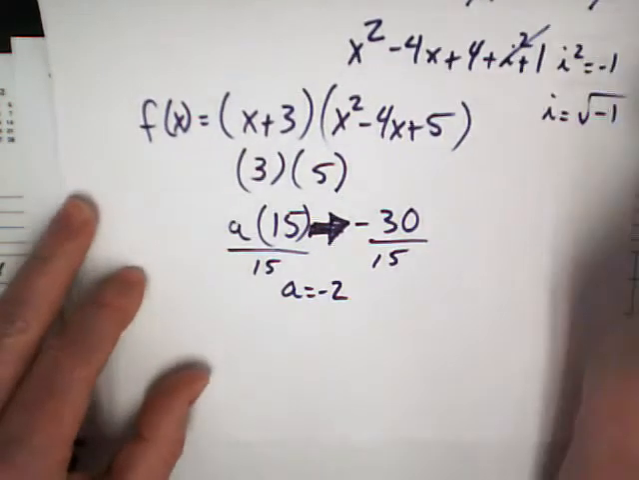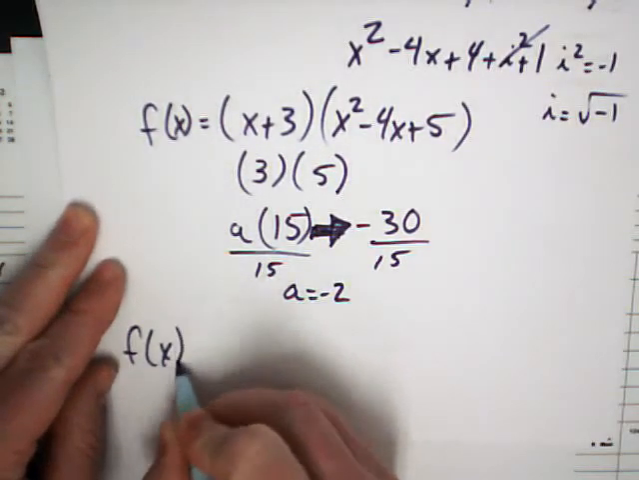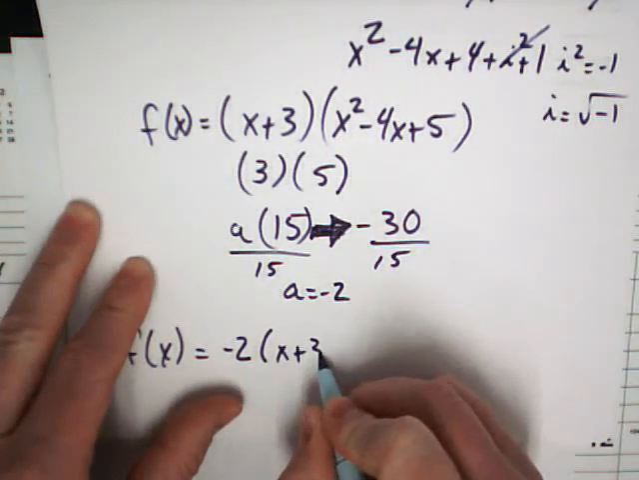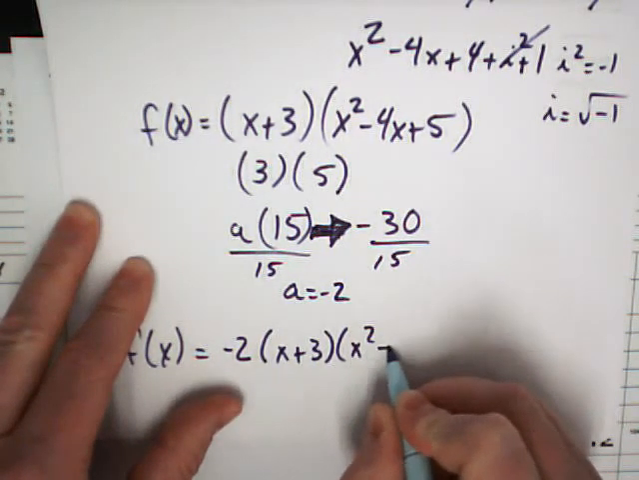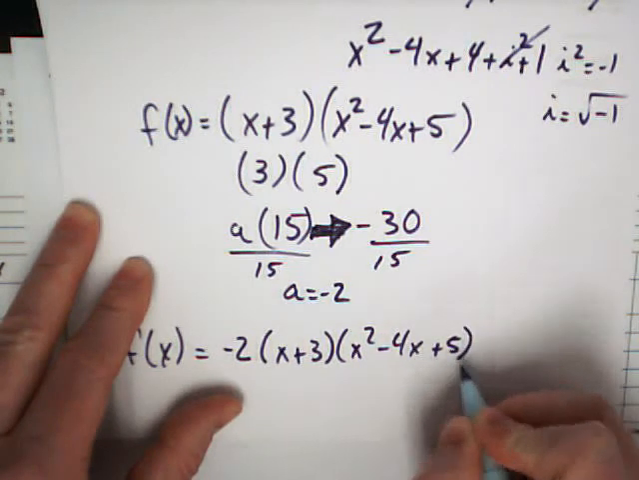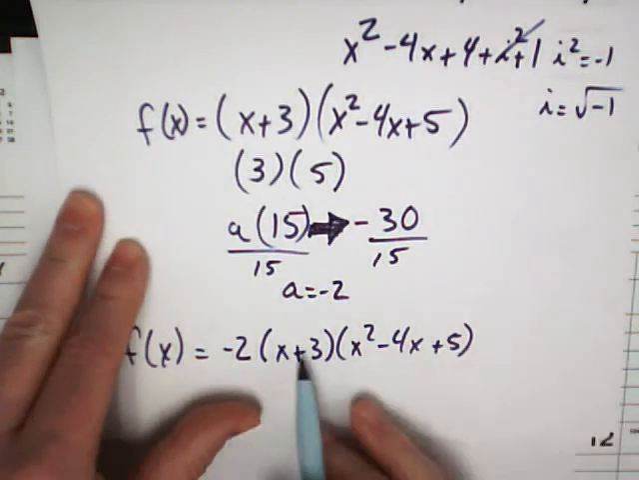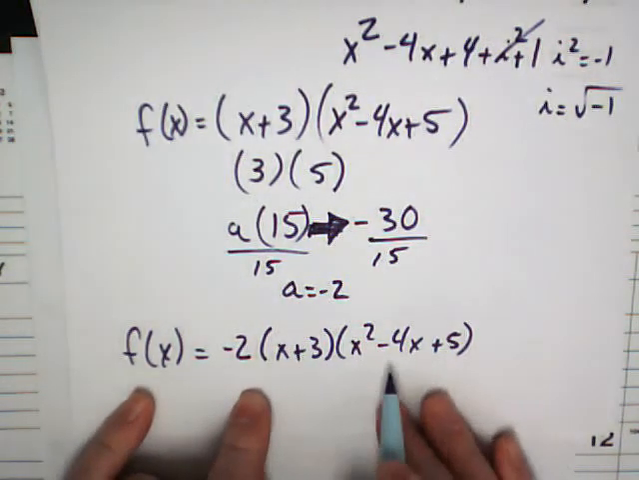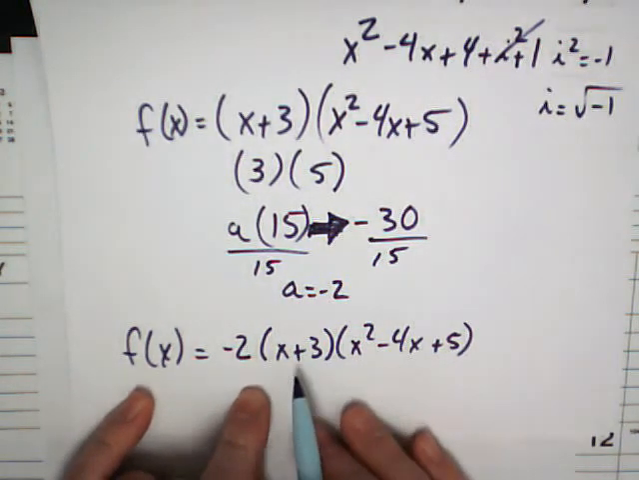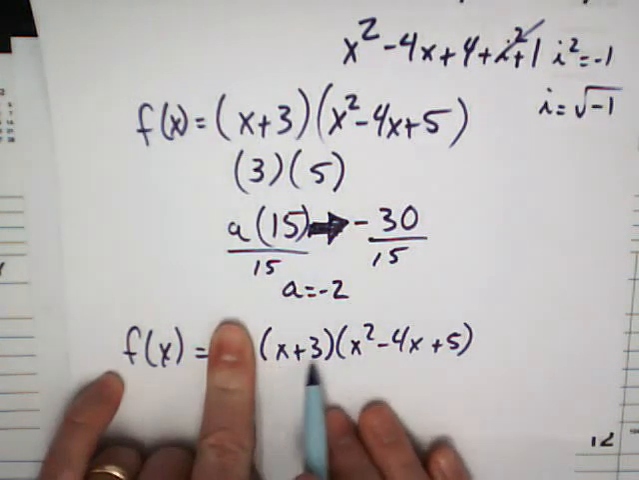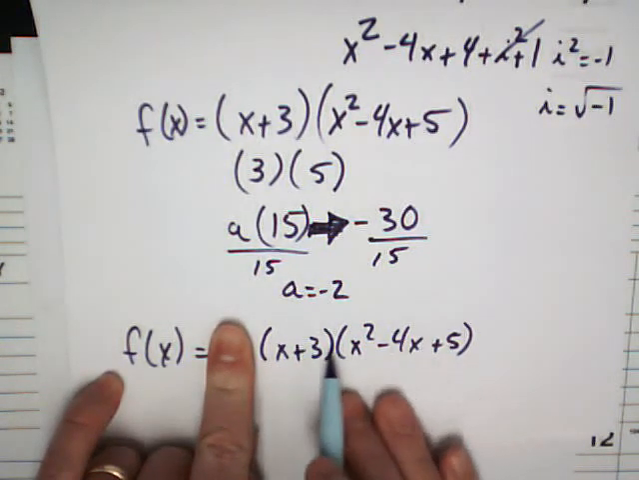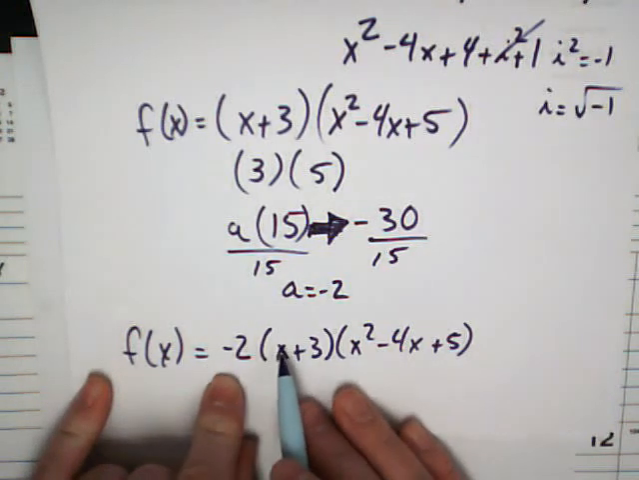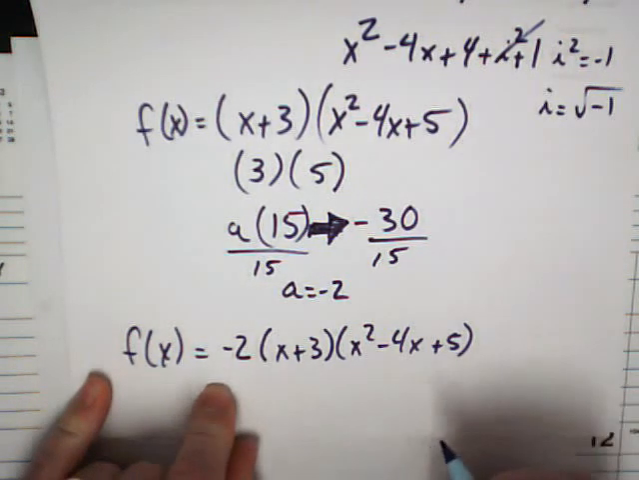So my overall answer would be f of x equals negative 2 times x plus 3 times x squared minus 4x plus 5. And you can multiply that out if you wanted to, but this is just as manageable, I suppose. And remember, if you put a 0 in right now, you get 15, just like we did here. But with a negative 2 in front of it, I'm going to get a negative 30. And that gives me my y-intercept of negative 30.